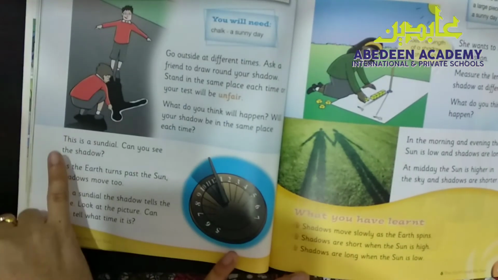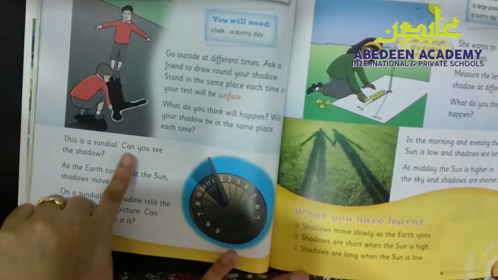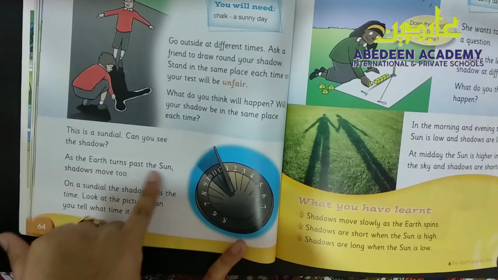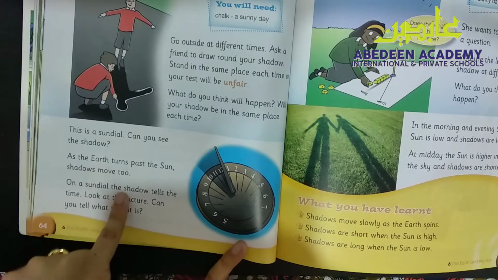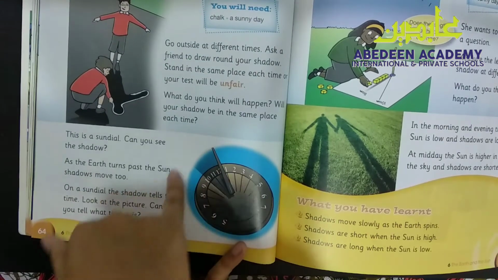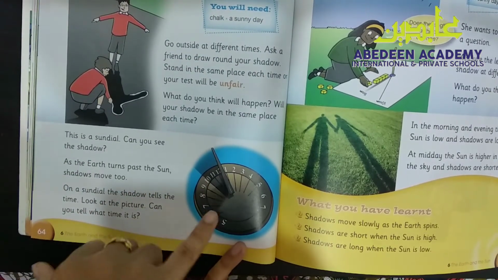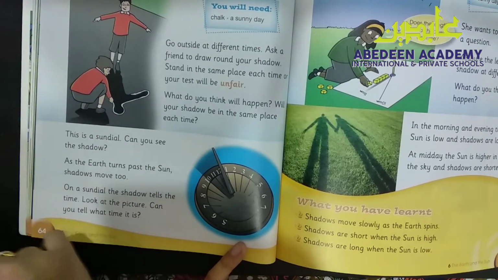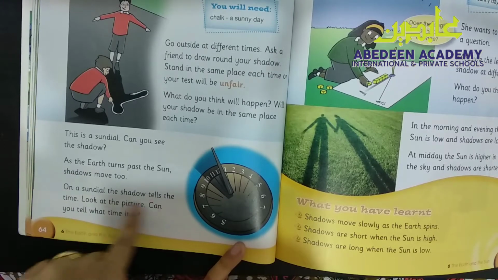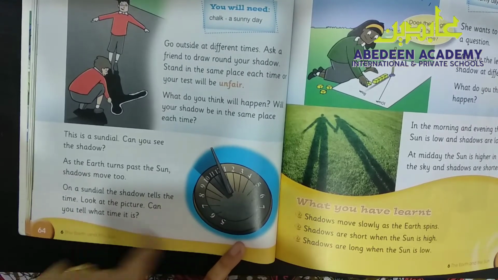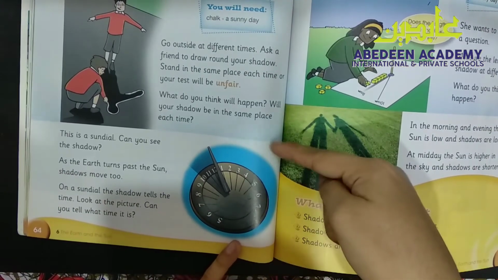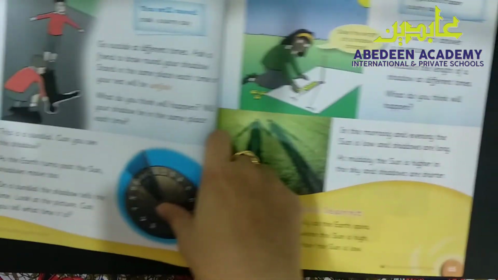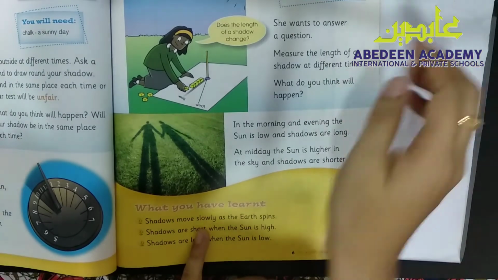Remember, this is a sundial. Can you see the shadow? As the earth turns past the sun, shadows move too. That one you already learned, we make our own sundial. Remember, with the clay, with the stick, with the pencil, and then we go outside and put it under the sun. On the sundial, the shadow tells the time. Look at the picture. Can you tell what time it is? You tell me in the comments if you can.